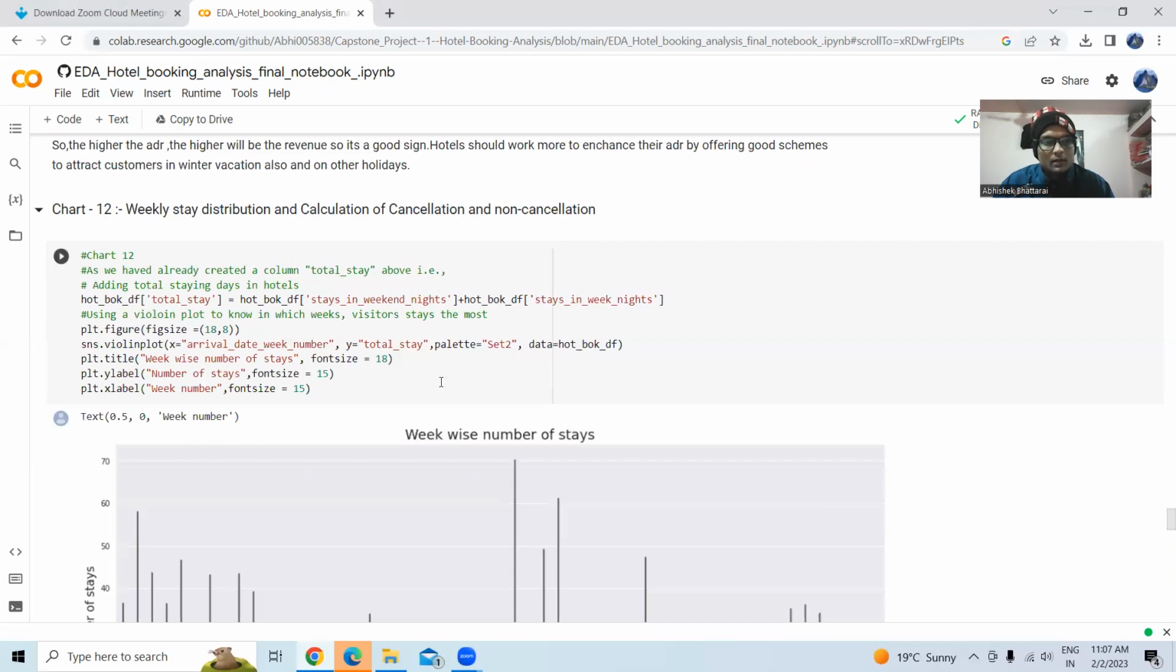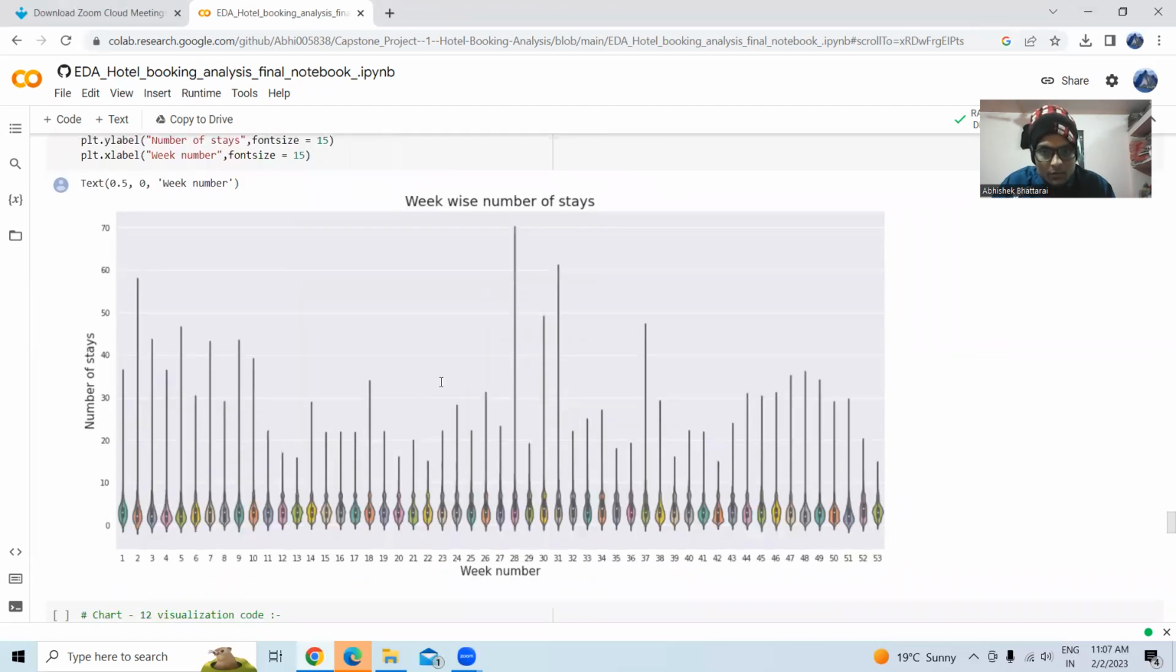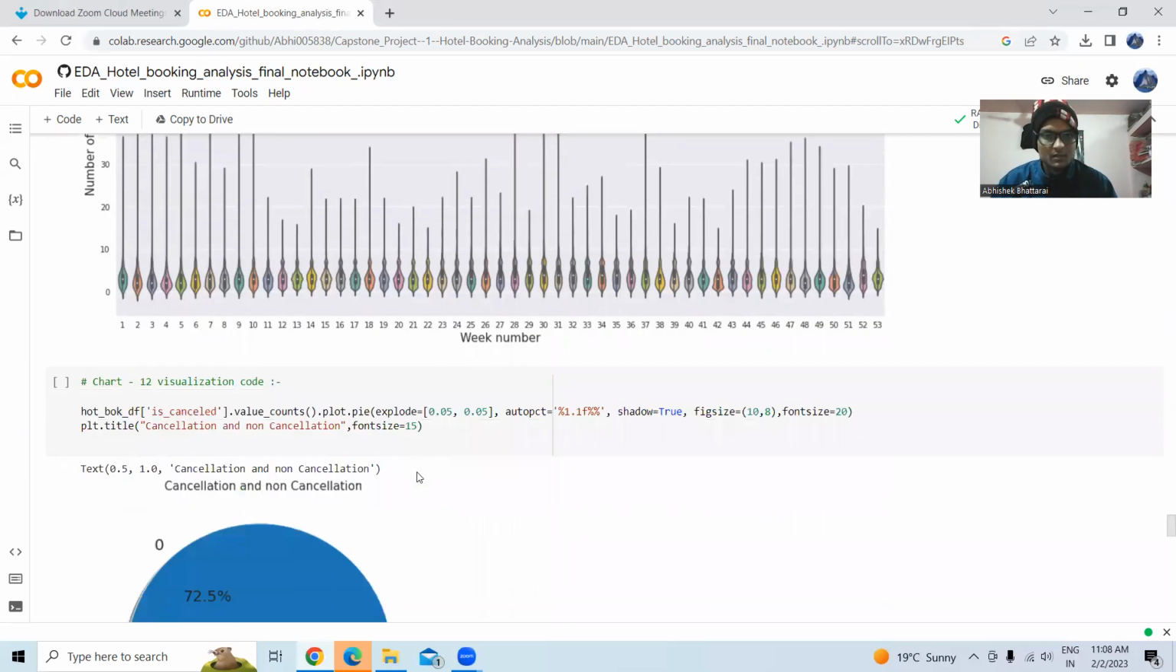In chart 12, we can see the weekly stay distribution and the calculation of cancellation and non-cancellation. Here we can see that week number 28 has the highest number of stays. From this graph, we can conclude that from week 11 to 13 it's decreasing, and at times like weeks 19 to 22, the number of stays is also decreasing. So the hotel needs to work on this. If they increase the number of stays per week, then revenue will increase.